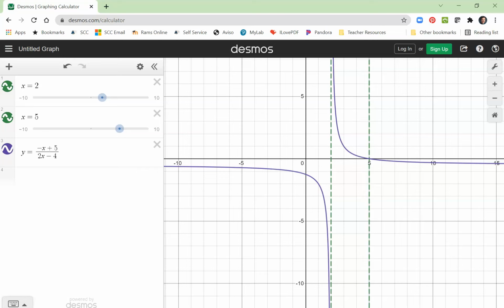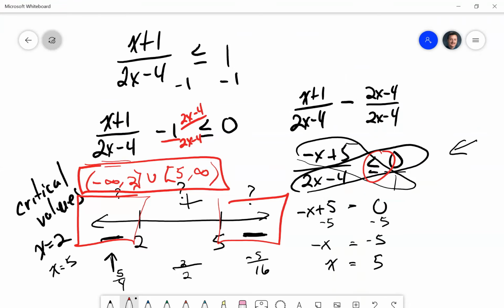So you have the algebraic approach, you have the graph approach. Either way works. That's how you do rational inequalities. So we talked about polynomial inequalities, we talked about rational inequalities, identifying the critical values, and that's all there is to it. Hopefully that helped.